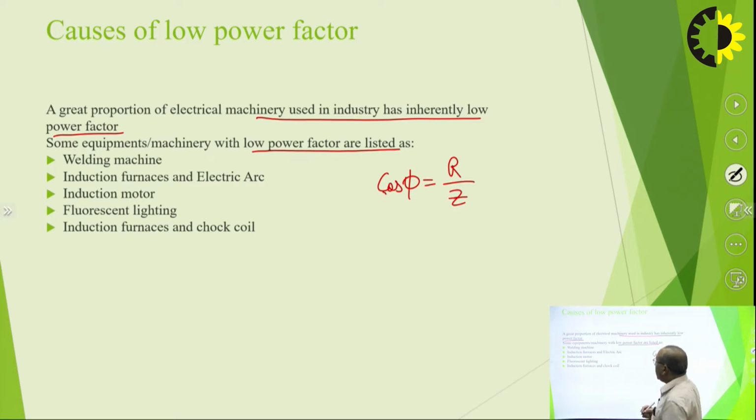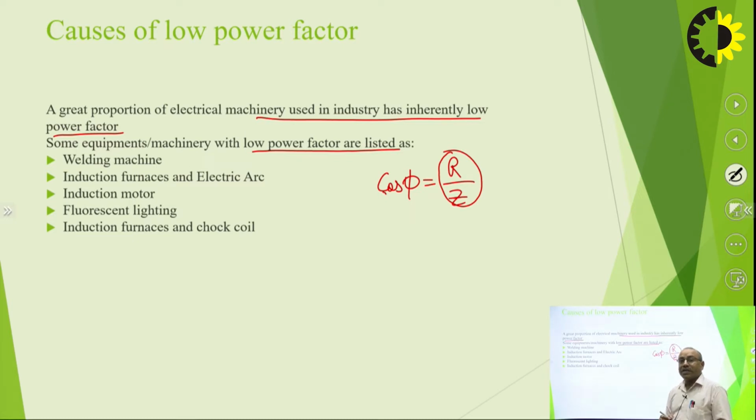So what happens in the different equipments or machinery that are listed down in this, they are having windings, and those windings are having small resistance, so that we can reduce I square R losses or copper losses or heat losses in the machine or equipment, but inductance of the winding is a large value, and on account of that the impedance becomes large in comparison to resistance, so this ratio R upon Z becomes a small value since R is small and Z is more. So power factor becomes a small value or poor value.